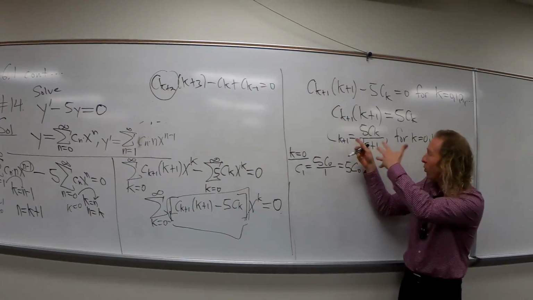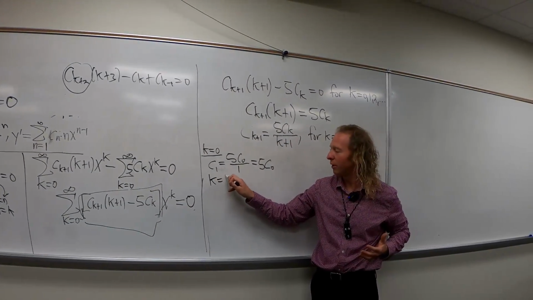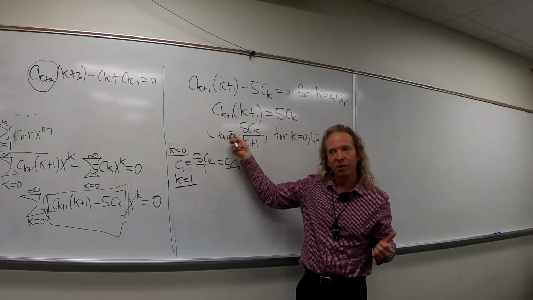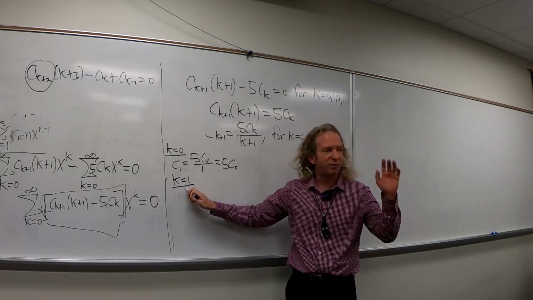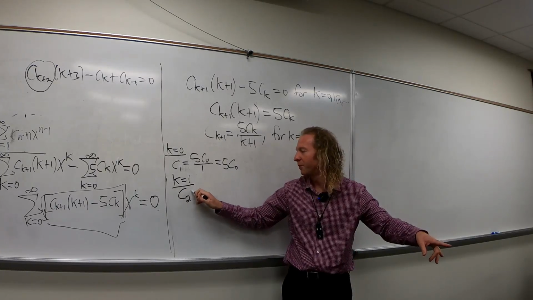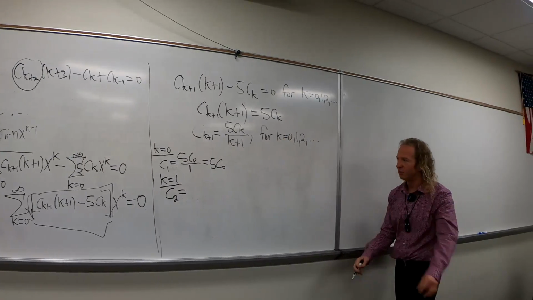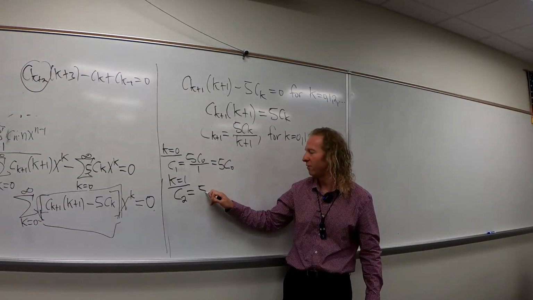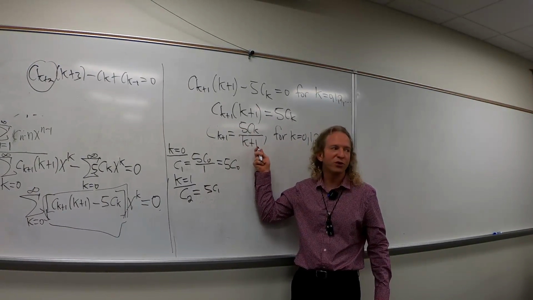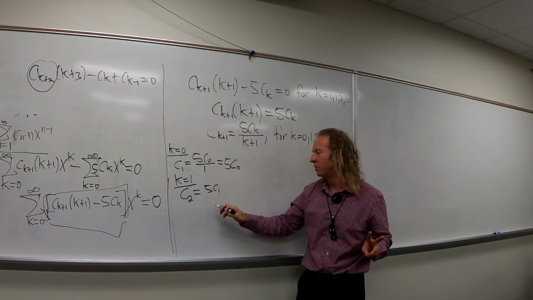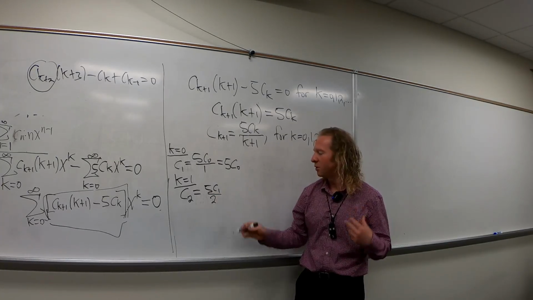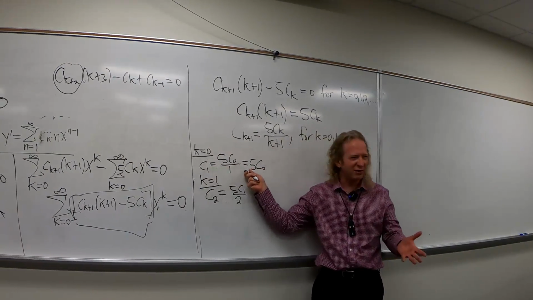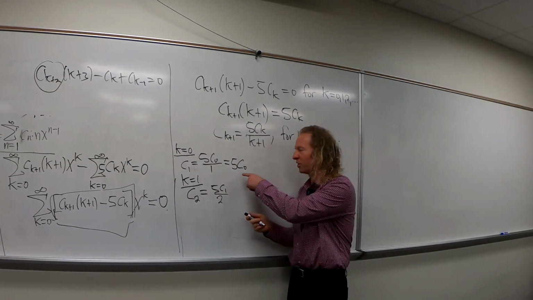Now let's plug in 1. When k equals 1, we get c sub 1 plus 1, so that's c sub 2. That's going to be 5c1. Then 1 plus 1 is 2. So we get 2. Then here's where the magic happens. We know what C1 is. C1 is 5C sub 0, or as physicists call it, C naught.